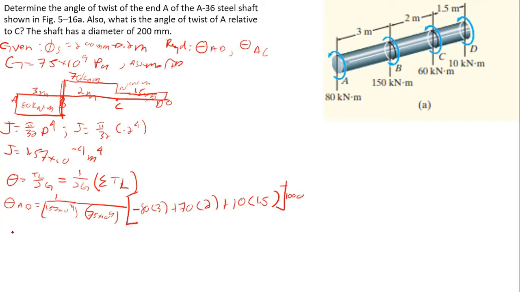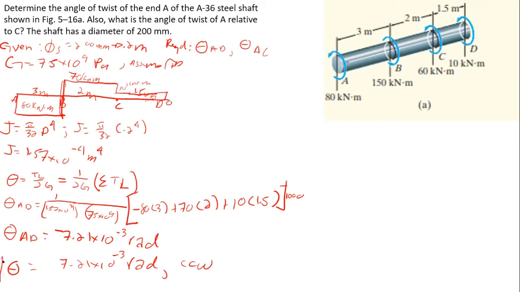So solving for ano natin? Theta AD is negative 7.21 times 10 raised to negative 3 rad. So kung negative yung lumabas dito, ibig sabihin mali tayo ng assumption ng rotation. So since clockwise positive tayo, kung negative ito, so ang sagot natin dito is 7.21 times 10 raised to negative 3 rad. Yung rotation natin is counterclockwise.